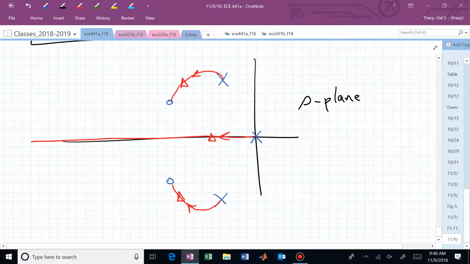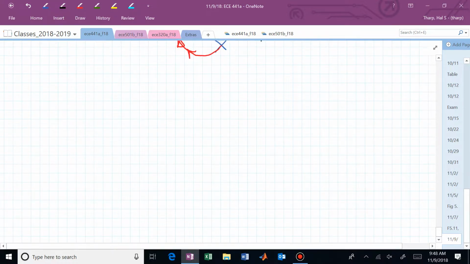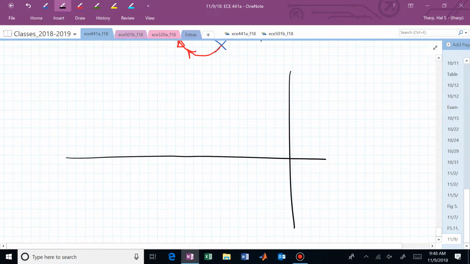That's one possible pattern. What's another one? Well, we have all sorts of possibilities because we have the ability to put down 2 zeros. In the previous diagram, we picked 2 complex conjugate zeros. What if somebody says, oh, I'm going to make 2 real zeros? Now what's the root locus look like?